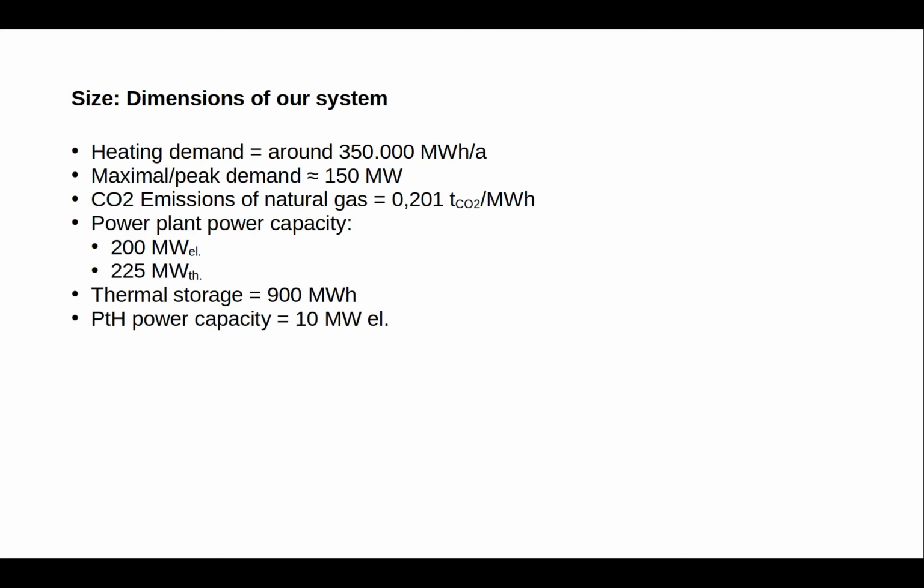To get an idea of the dimensions of our system, we turn to some numbers. We have a heating demand of around 350,000 megawatt hours per year. This is approximately, depending on your consumers, but think about it as a city of medium size, let's say 100,000 people, with a maximal peak demand of 150 megawatt per hour. We have CO2 emissions of natural gas of 0.201 ton CO2 per megawatt hour. We have to buy certificates for our CO2 emissions on the wholesale market.